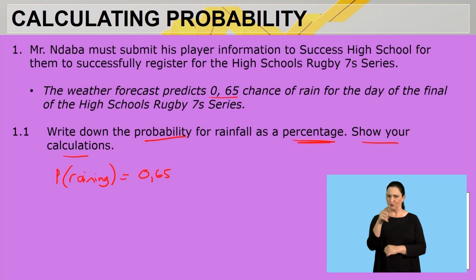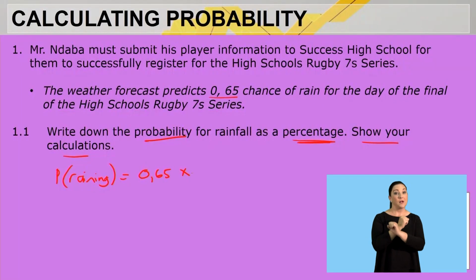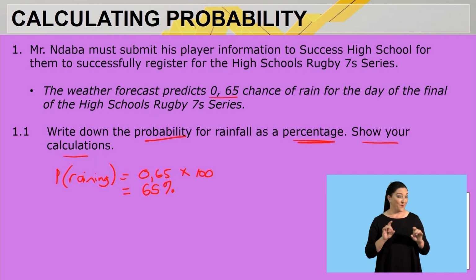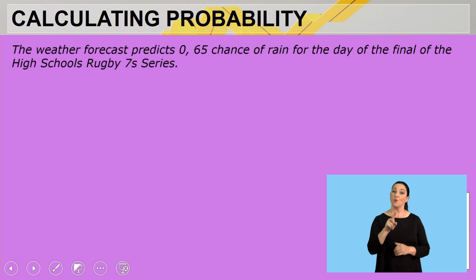I want you to do the calculations. Use your calculator. Get familiar with your calculator. So multiply by 100, and when I perform this calculation, I get an answer of 65%. I hope that's clear. Remember, your answer should be in percentage form. What do I do when I want a percentage? I multiply by 100. That's question 1.1.